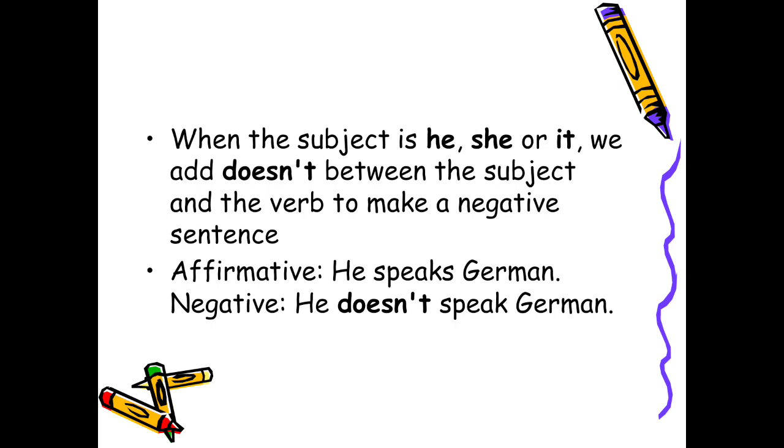But when you are concentrating on the third person, you will be using doesn't. Okay, let us see. In the affirmative sentence, he speaks German. He speaks German. So we saw that you will be adding s to the base form when you are concentrating on the third person. Next, in the negative sentence, you are adding doesn't in between the subject and the verb to make it a negative sentence, and the subject is in the third person.